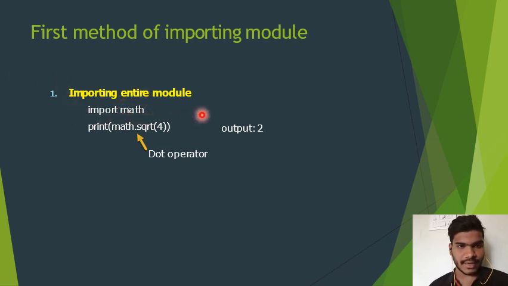We are importing math and finding the square root of 4. Here, sqrt is another object, property, or feature of the math module, the math library. With the dot operator, we access the property sqrt, and the square root of 4 is 2.